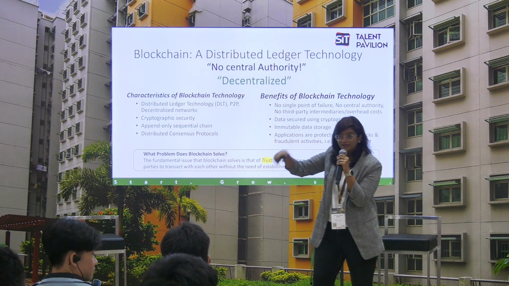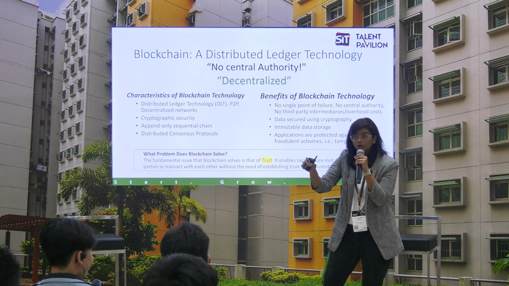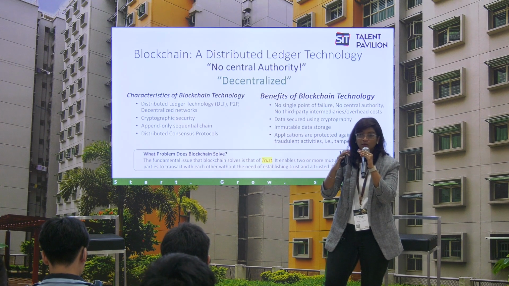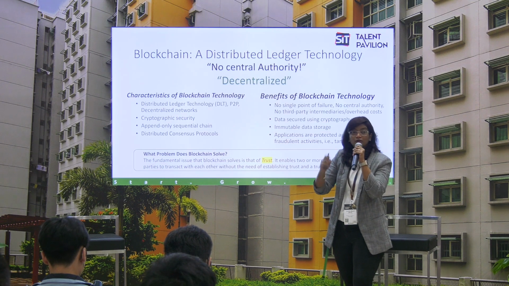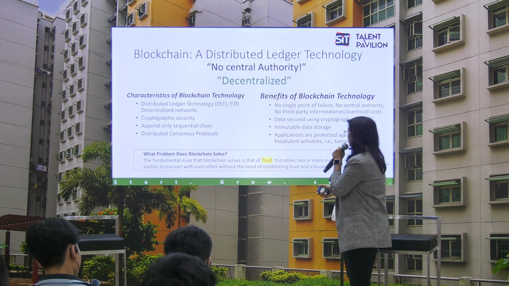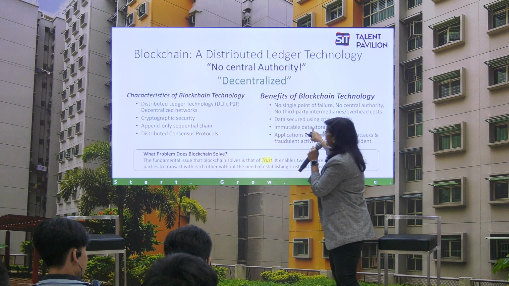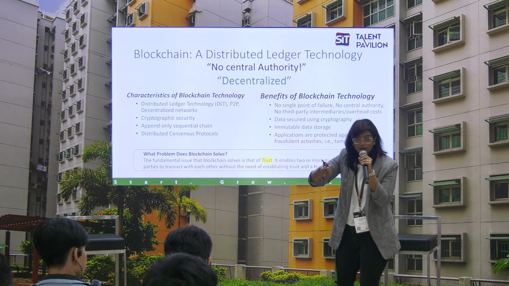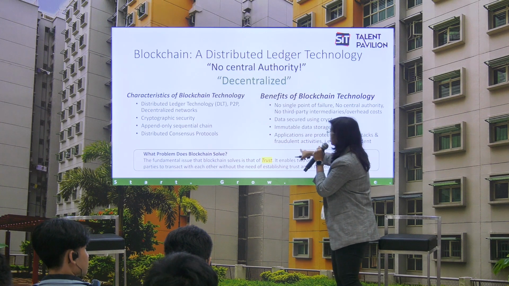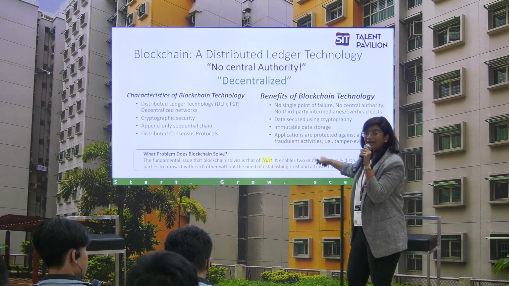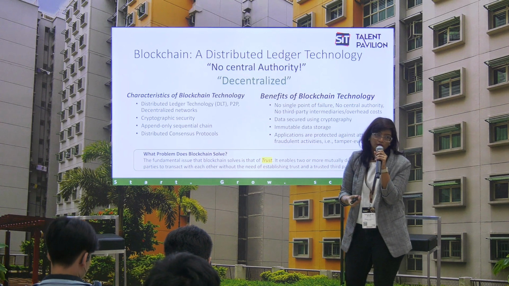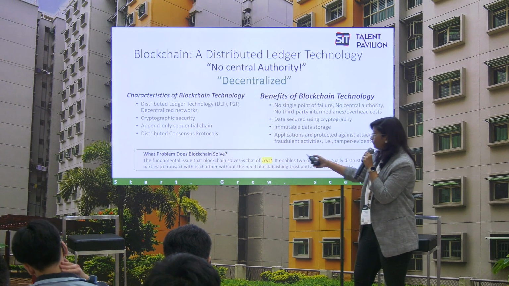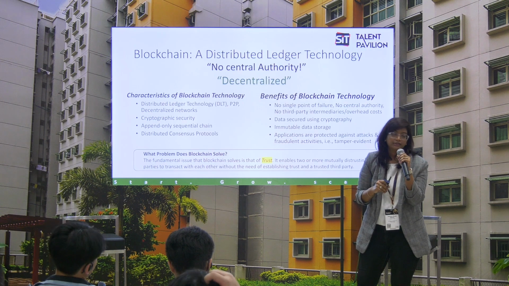So if someone hacks into the server, they get only a fragment of your data, not your whole data. So they cannot make sense out of it. So it is more secure in that fashion. Okay? And immutable data storage, because it's an append-only sequential chain. You cannot delete or change any record. And finally, the applications are protected across different attacks because of the distributed consensus protocol. So it does solve the important problem of trust.